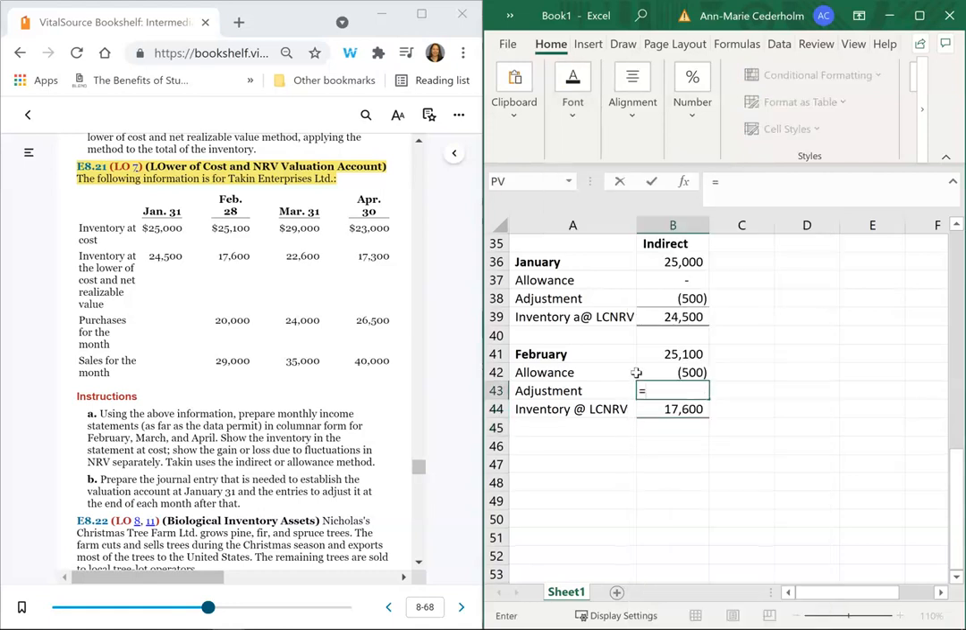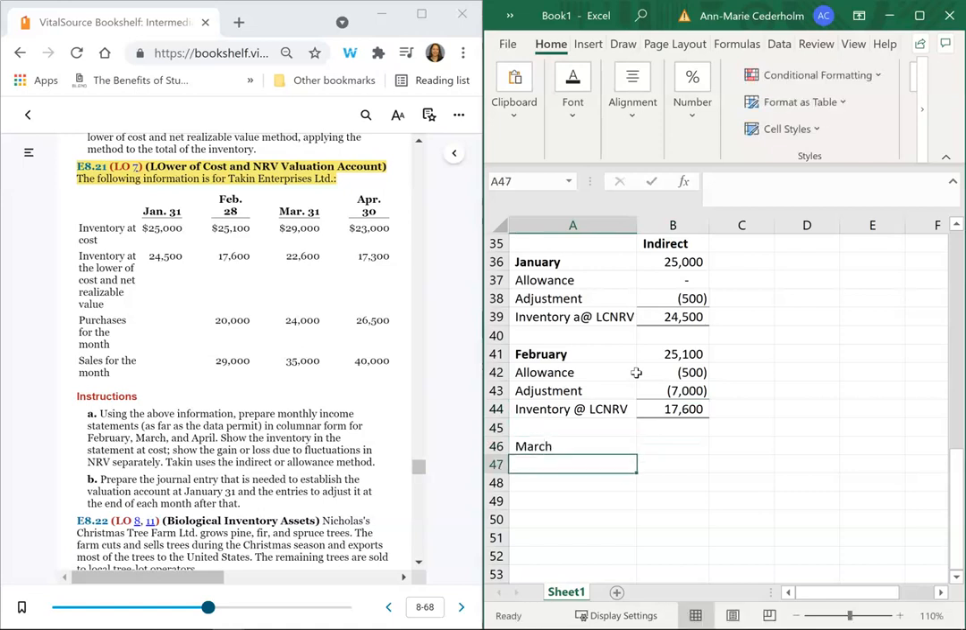So I can just take the ending amount and then just flip the signs on everything above the line, and that gives me a $7,000 adjustment. So right now I have my allowance account sitting at $7,500 and my inventory account sitting at $25,100. And those two together equal $17,600.